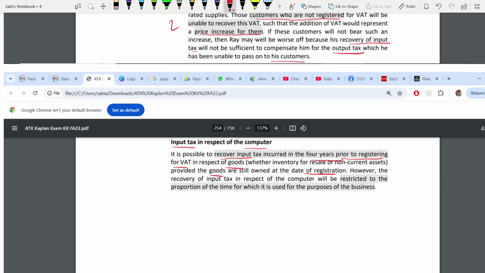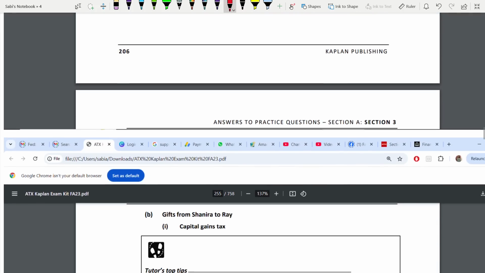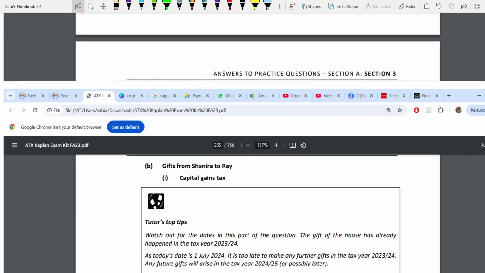But the proportion of input tax that you recover depends on how much you have used the computer for business. The personal use percentage you can't claim. So you have answered part A completely. Now we are moving on to B, where we have to calculate capital gains tax.